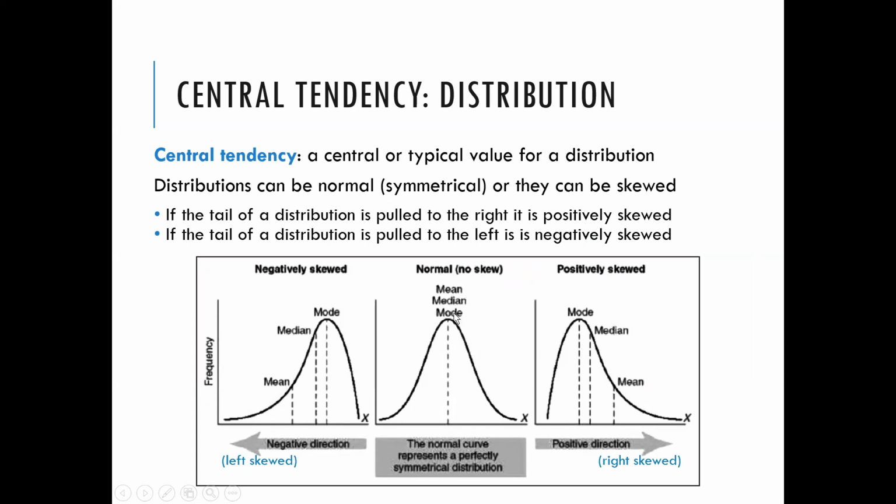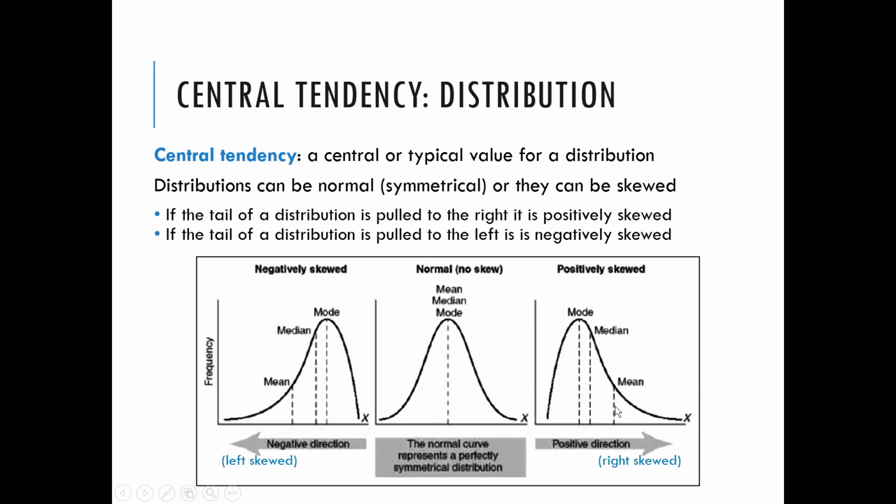Right, so the mean is our average. The median is the point at which 50% of observations fall above that point and 50% of observations fall below that point. And then the mode is just the most frequently observed observation. So our distributions can be normal, like this graph here, or they can be skewed. So if the tail of a distribution is pulled to the right, as we see here, so it's stretched out to the right this way, we call that positively skewed. And in this case, the mean is greater than the median.